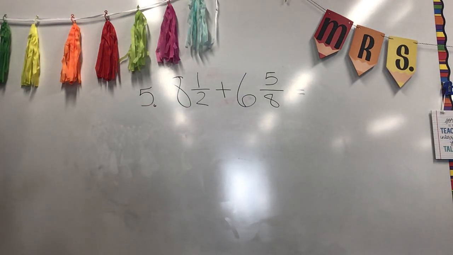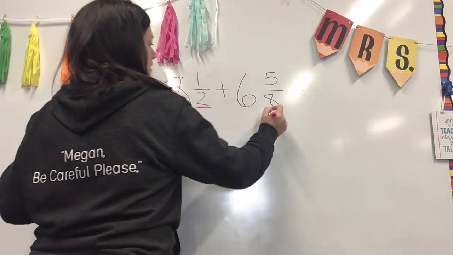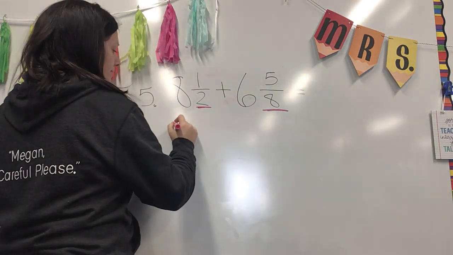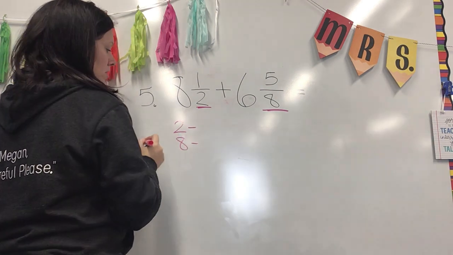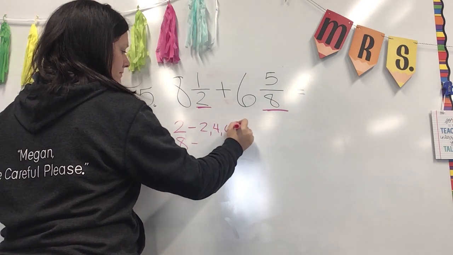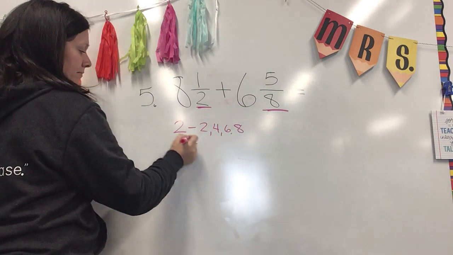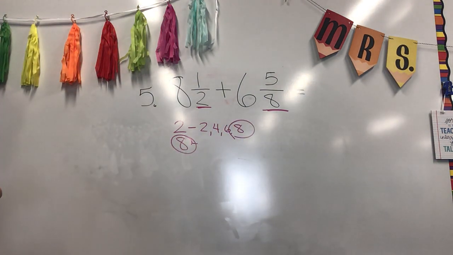All right, here we go. Ready? I first need to look at my denominators. Are they like? No. So I need to make a list of multiples. Let's see: 2, 4, 6, 8. Oh, did we find one? Yes. 8 is going to be our denominator.